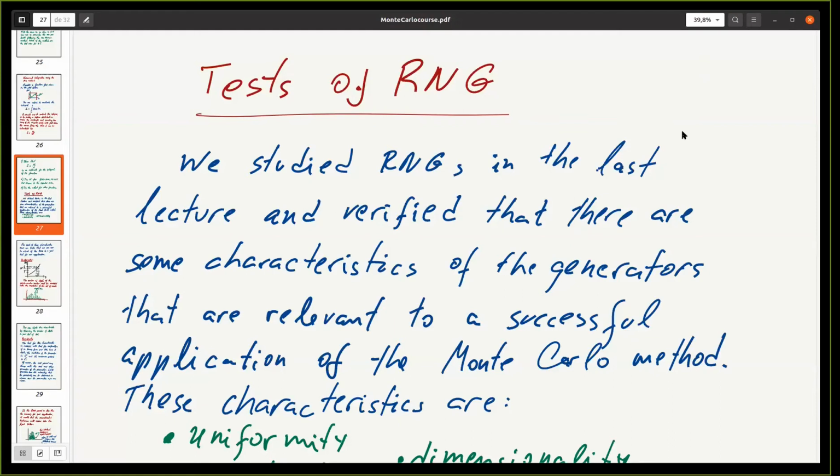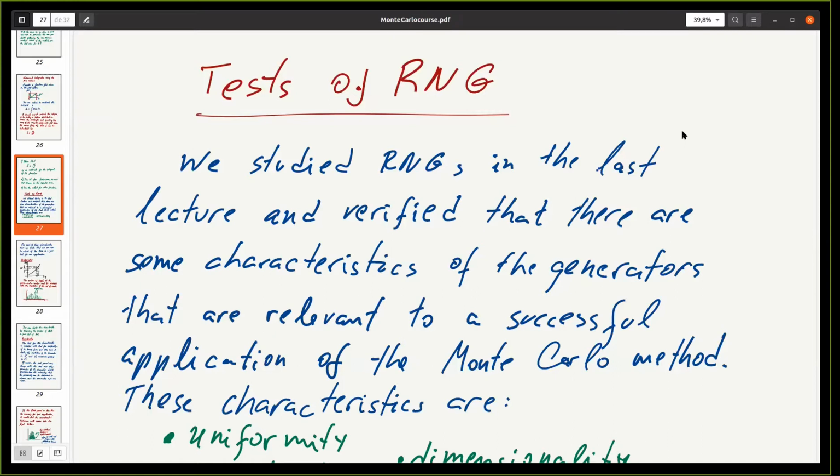Hello, we are here for the last lecture of this part of the course that is related to the fundamentals of the Monte Carlo method. And we have studied the basics of probability distributions and the basics of the sampling statistical method, and then random numbers and random number generators.